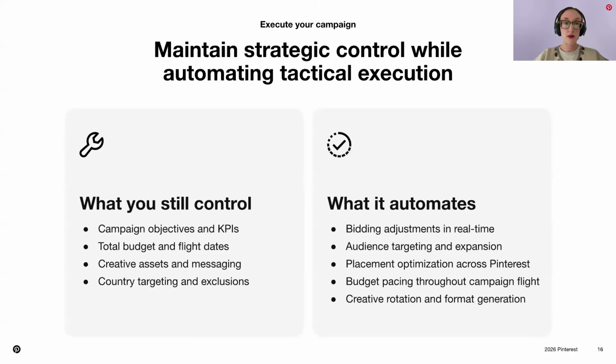You have manual sets for your campaign objectives and KPIs, define your total budget and flight dates, and you upload your own creative core messaging and exclude geographic locations that matter to your campaign. What you are handing over to the platform are the tedious tactical optimizations that you would make on a day-to-day. Our system will automate real-time bidding adjustments, audience targeting, and expansion, and it will improve placement optimization across the platform, budget pacing, and even creative rotation. You set the guardrails, and our Ads Manager does all of the heavy lifting.